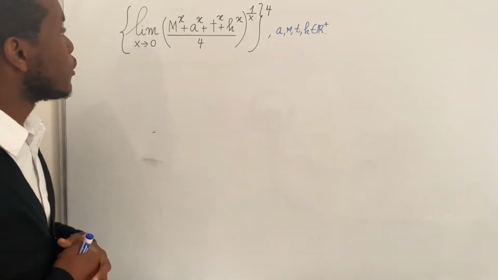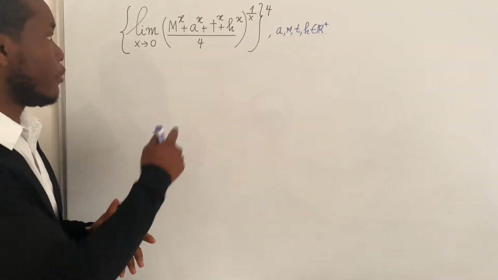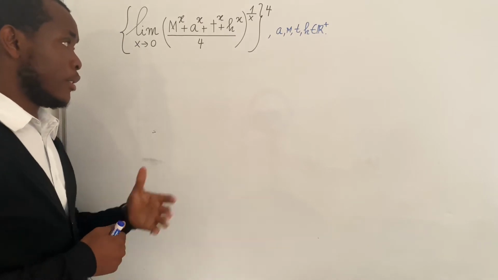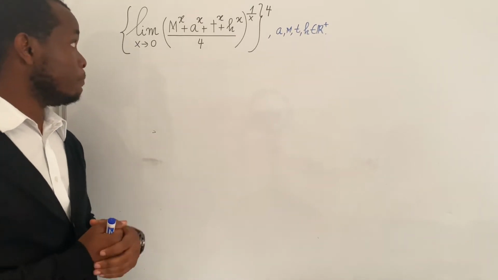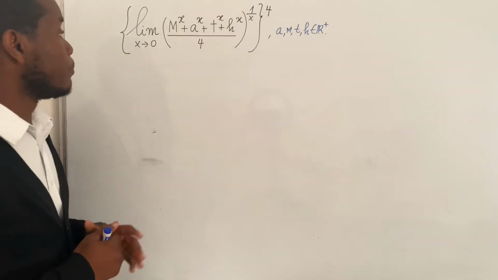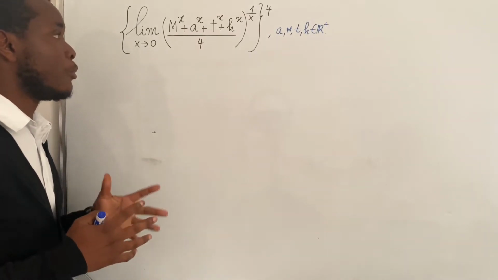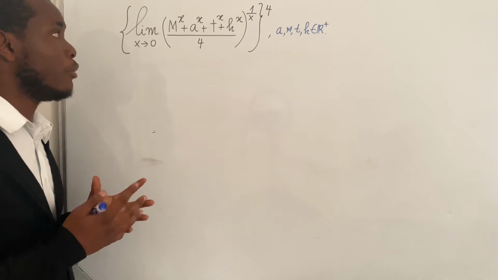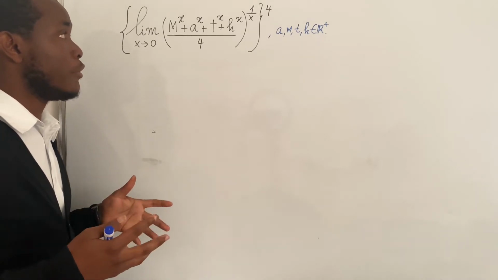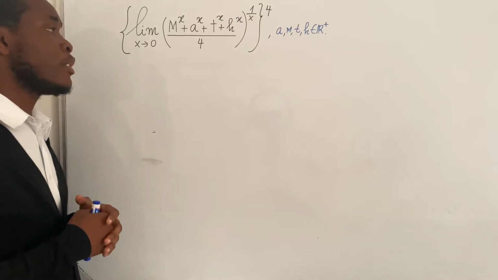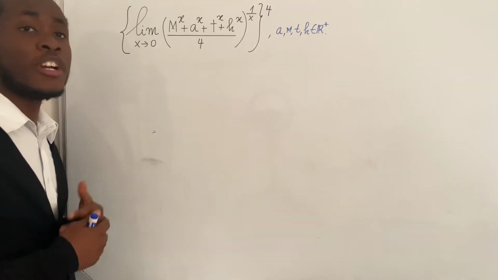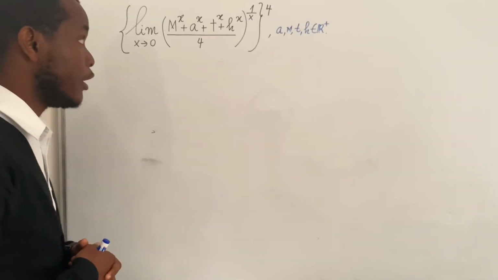So today we have this limit to solve. We have a limit of a given function, with a, m, t, h being positive real numbers. Okay, perfect. The first approach that we know when solving limits is to substitute the value of the variable to see if the result will be undefined or defined. If it's undefined, we have to solve. If it's defined, we don't need to, because it's already a real number.